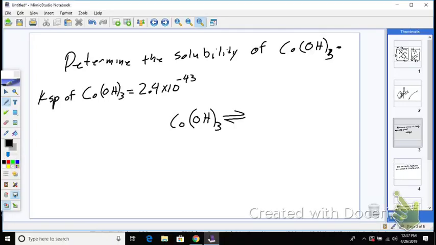So you guys did it as Co plus 3 plus 3OH minus, right? So that's how it breaks apart. What's this Ksp based upon? I mean, what kind of a solution do we have? So what type of solution do we have when we take this and mix it up? What kind of solution do we have to have when we start working with some things that deal with Ksp?